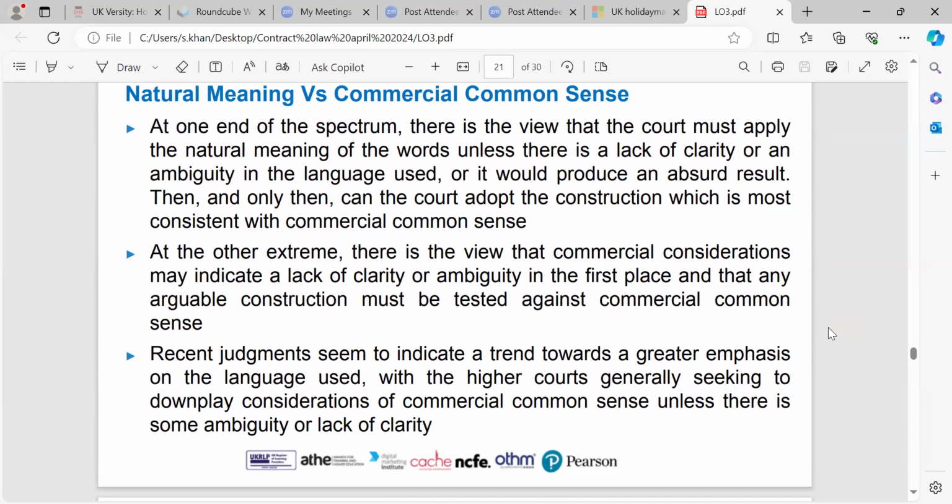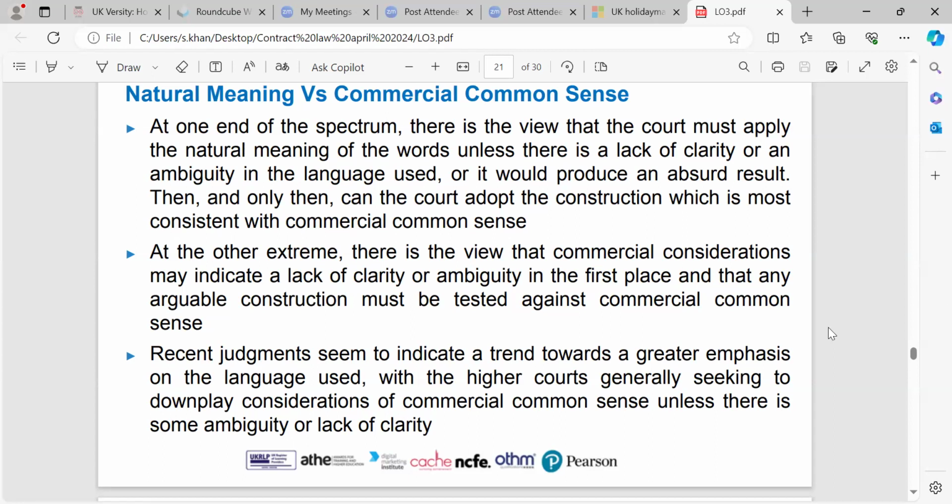So at one end of the spectrum, there's the view that the court must apply the natural meaning of the words unless there's lack of clarity or an ambiguity in the language used, or it would produce an absurd result. Then and only then can the court adopt the construction which is most consistent with commercial common sense. And commercial common sense is some words and phrases have to acquire an accepted legal sense through decided cases. Good examples are phrases such as best endeavours or reasonable endeavours.